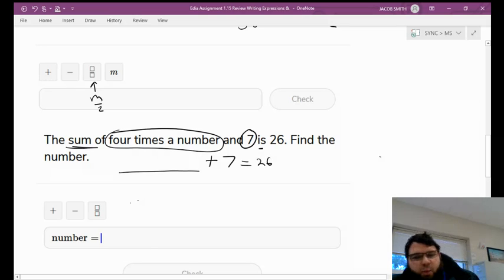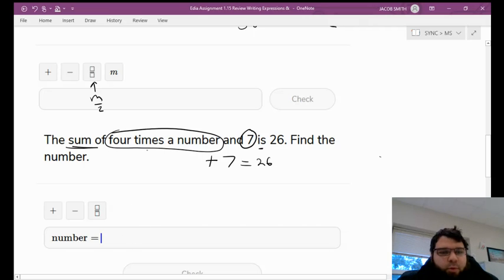Right, so then we've written most of this, but how do we write 4 times a number? So 4 times a number, if we're doing times, that means multiplication, right? And we don't know what the number is, so we could say the number is n. So now we have 4n plus 7 equals 26. Great, we can type that in, right? 4n plus 7 equals 26.